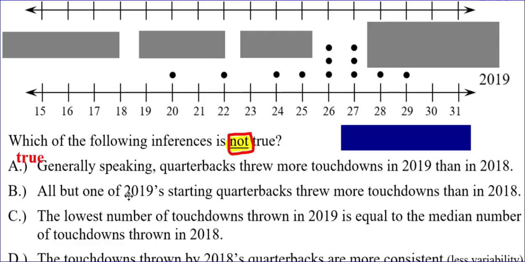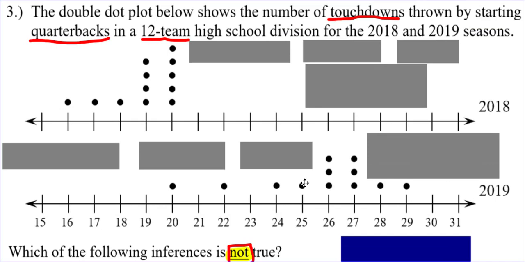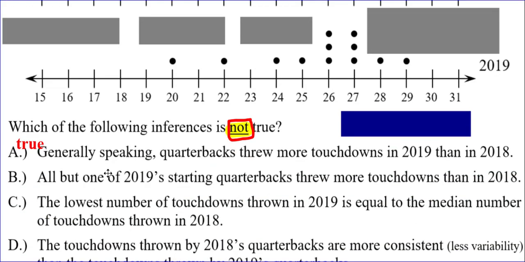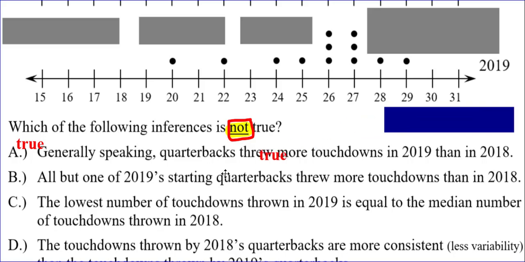All right, what about choice B? All but one of 2019 starting quarterbacks threw more touchdowns than in 2018. Well, actually, I just got done saying this. There was one dot that did end up being the same as some of the dots from 2018, but all the rest of them for 2019 are greater. So yes, that's all but one of 2019's starting quarterbacks. So choice B is true.